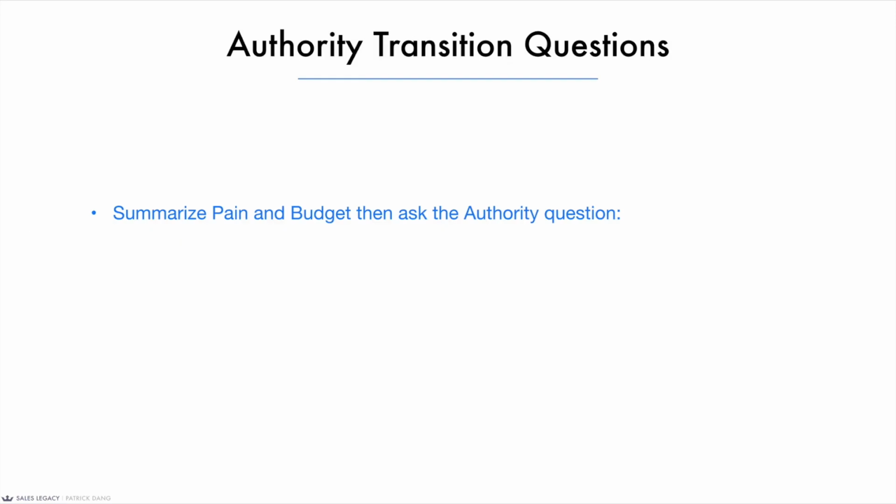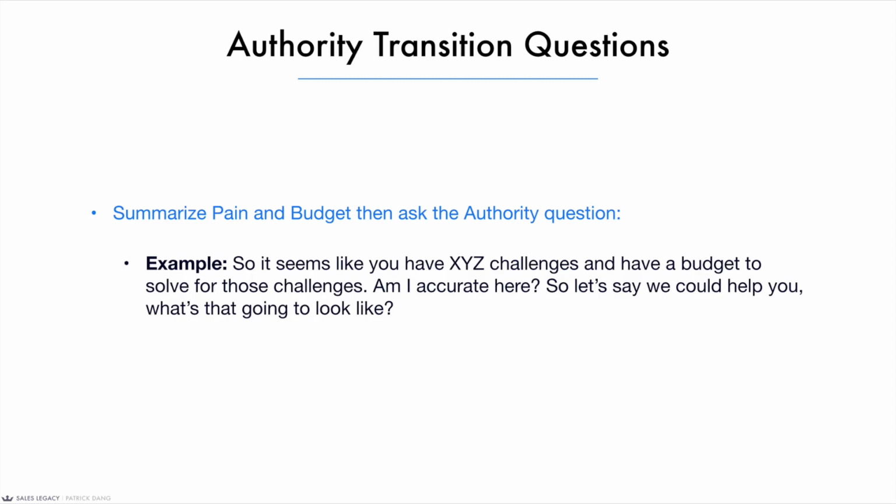You've probably talked about their pain and budget at this point, and what you want to do now is summarize the critical pains you talked about and how much budget they have, and then get to the authority question. An example could be: so it seems like you have XYZ challenges and have a budget to solve for these challenges. Am I accurate here? They're going to say, yeah, that's pretty accurate. And then you say, so let's say we could help you. What's that going to look like? It's an open-ended question where the other person can respond in any way they can.